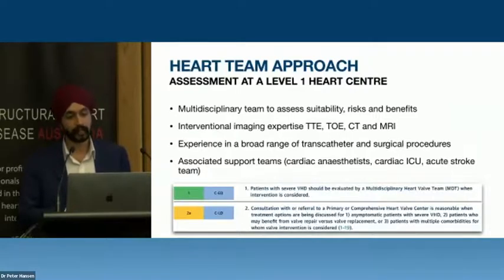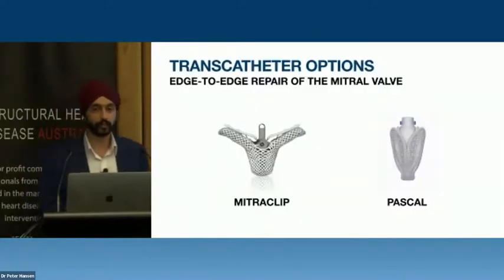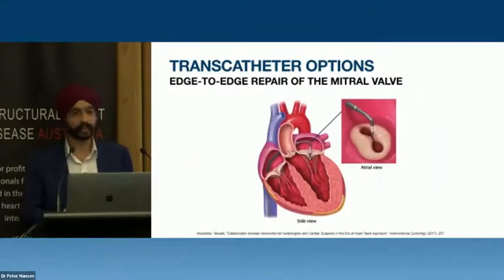The level 1 heart center should have experience in a broad range of transcatheter and surgical procedures, and there should be the relevant associated support teams. So they're the types of centers that should be doing transcatheter edge-to-edge repair, where they've got all of these facilities and expertise. So in terms of the options, what's available to us for transcatheter edge-to-edge repair, we've got both the MitraClip and the Pascal device available to us here in Australia. And really, it's quite simple.